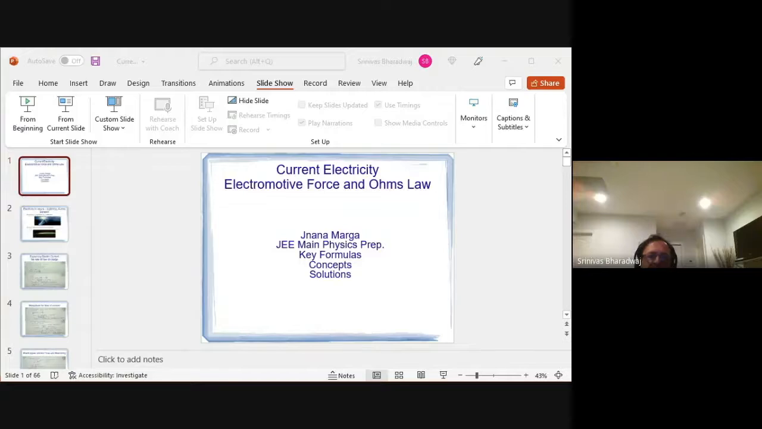Ohm's law states that J equals sigma E, where sigma is the conductivity, and this leads to the more important formula, V equals IR. Now, E equals rho J. Sigma and rho are the conductivity and the resistivity respectively. One is the inverse of the other.